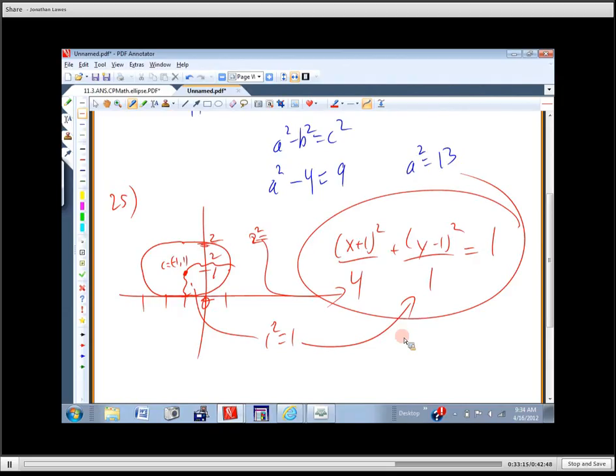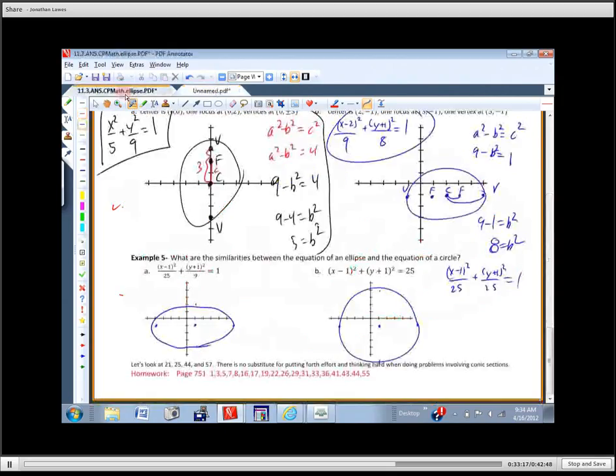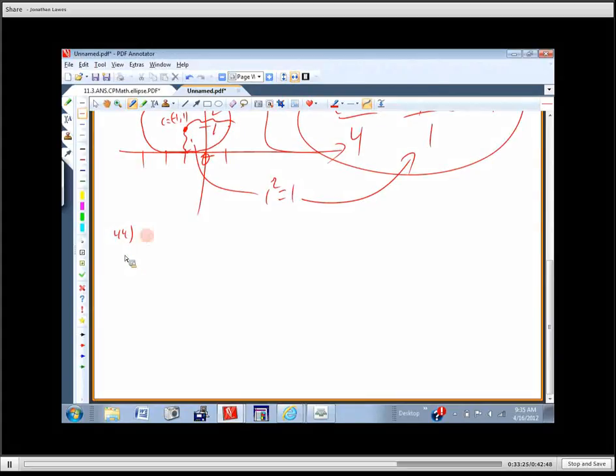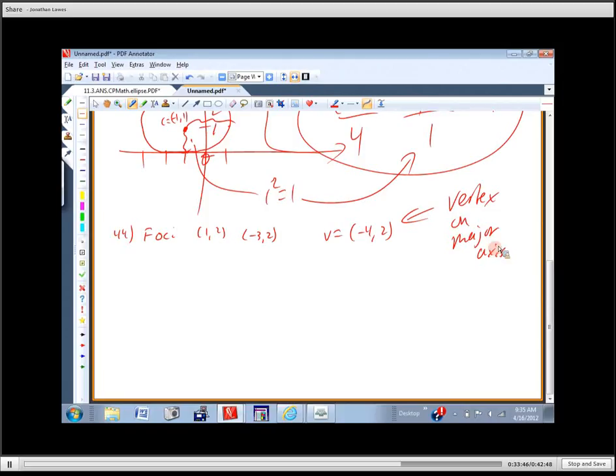Okay, let's see, what were the other two? 44 and 57. So we'll flip the page over. Here's 44. Again, a lot of these are descriptions. It says foci at 1, 2 and negative 3, 2, and a vertex at negative 4, 2. When they talk about a vertex on the major axis, they are saying those are the ends of the major axis.